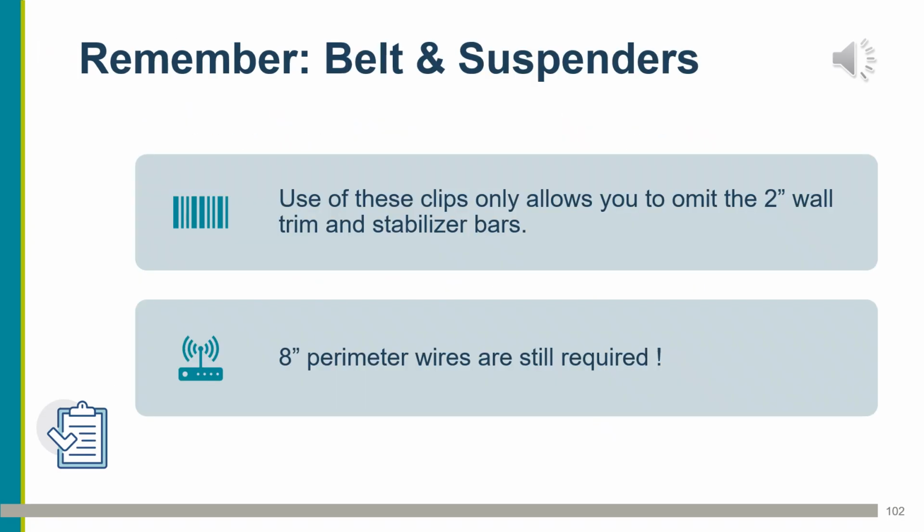I like the term belt and suspenders. The perimeter clips help you with the stabilization of the entire system, and you've got the 8-inch perimeter wire. So between the clips, the 2-inch wall molding, and the 8-inch perimeter wires, you've got everything covered, where the ceiling grid system's not likely to fall, especially in an earthquake of less than significant magnitude, such as an 8.0 or greater.